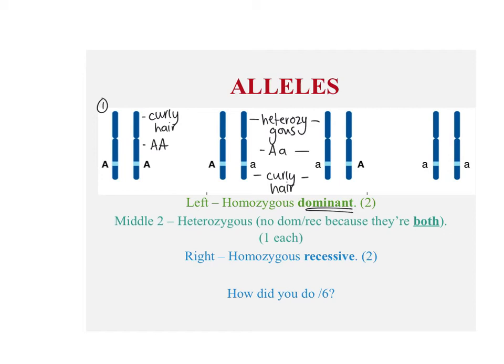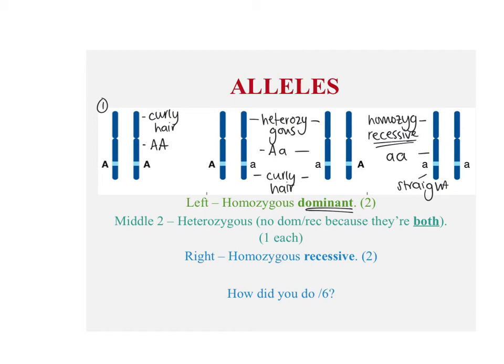Over on the right hand side, we are saying that they are homozygous recessive, because there's no capital letters there. We write their genotype as 2 little a's, and they would have straight hair. Okay, nice and easy, hopefully, because it's going to get a little bit harder in the next couple of lessons.